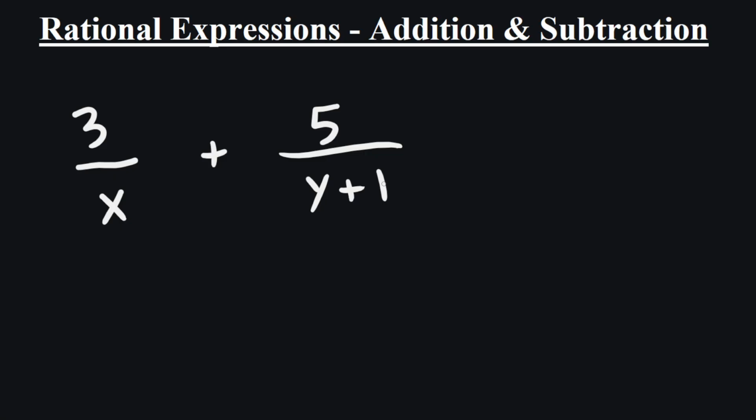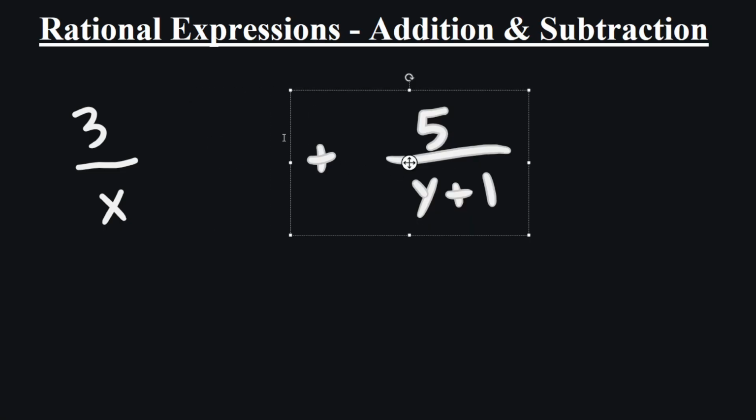And very similar to fractions, whenever we add fractions or whenever we add rational expressions as well, they must have the same denominator in order for us to add them. So as you can see, their denominators are different. This one has a denominator of x. This one has a denominator of y plus 1. So since they're not already the same, we have to then make them be the same.